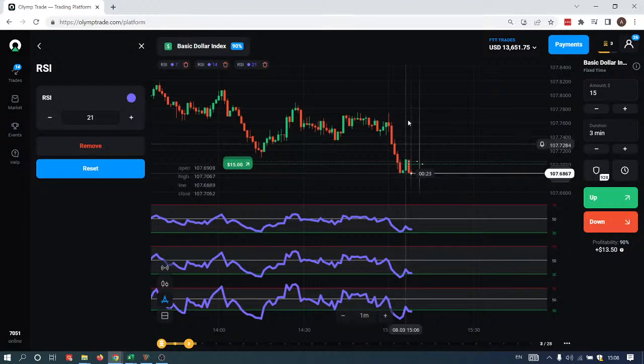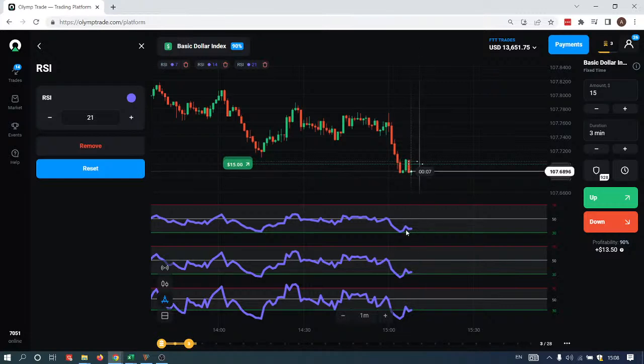Okay, so in this case the price moves here, as you can see, on all three RSI indicators below 30, or it comes very near to the 30 level, and that is basically a signal for an up trade.